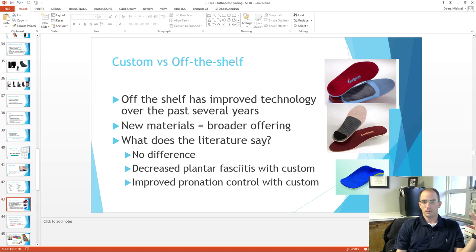and some that show that they have better pronation control with custom. Again, that's because we can build that up directly to match their foot. So I can post on the rear foot, I can post on the forefoot, I can bring their arch up to their foot, as opposed to relying on something off the shelf that may not give them as much support as they need.